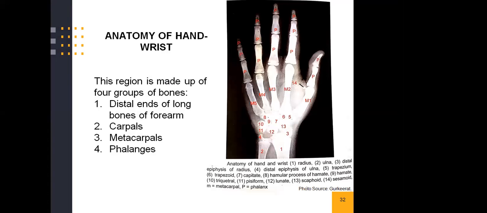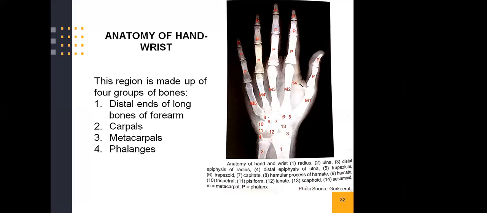This region is made up of four groups of bones: the distal end of the long bones of the forearm, which consist of the distal end of the radius and the ulna. Then we have the carpals, which consist of eight small, irregularly shaped bones arranged in two rows, the proximal and the distal row. The proximal row consists of the bones scaphoid, lunate, pisiform, and triquetral, whereas the distal row consists of trapezium, trapezoid, capitate, and hamate.